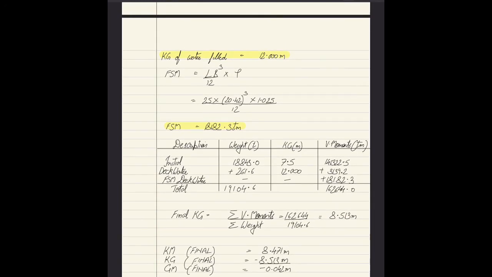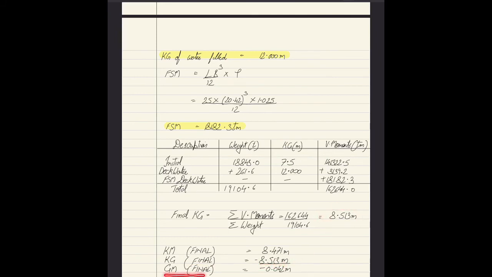Now we will obtain KM final. So KM will be obtained against the new displacement, which is 19104.6 tons, and it will be obtained from the stability data booklet by doing interpolation against this displacement. So the KM which was obtained was found out to be 8.471 meters. The KG final was obtained as 8.513 meters, which was obtained from this part.